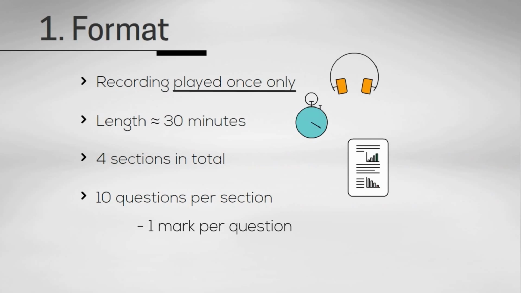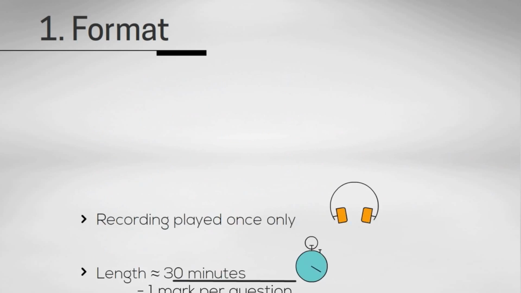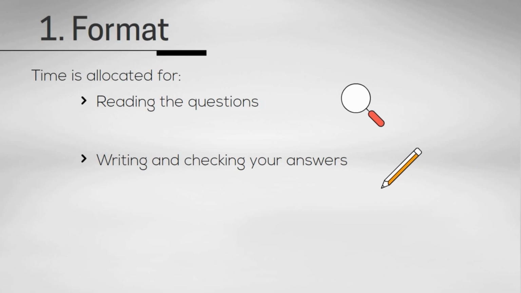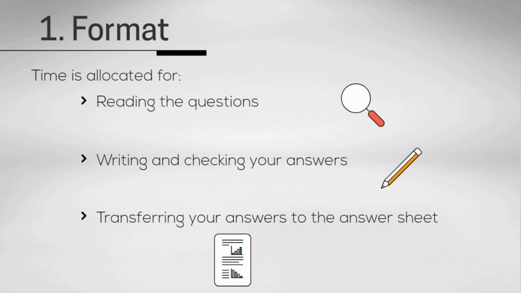Each question is worth 1 mark, so that will give a total of 40 marks. This means that each section is worth the same amount. So basically, you have to do well in all sections rather than focusing on one target section. The 30-minute time limit includes time for reading the questions. Then you listen to the recording. Time is also built in for you to write down your answers. Finally, you'll be given time to transfer your answers to the answer sheet. Be careful here because mistakes in transferring will cost you marks.